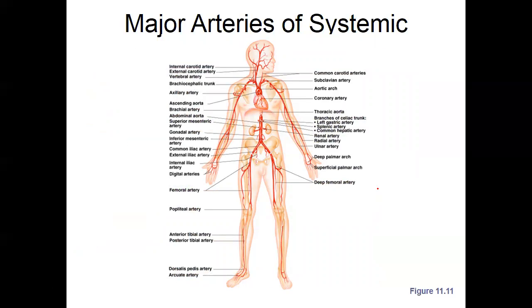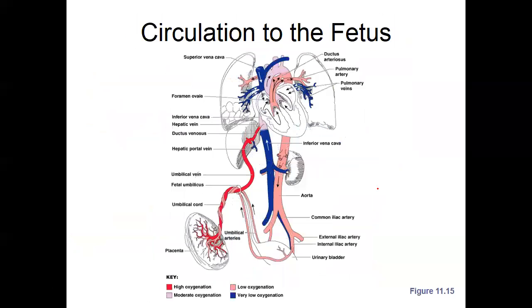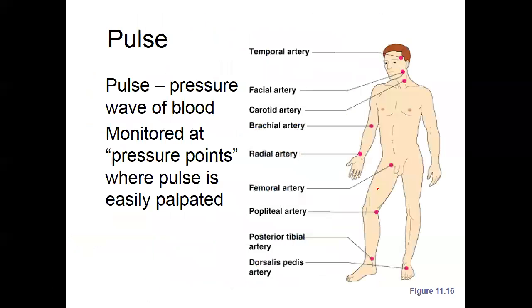Arteries, veins, I'm not going to insult your intelligence about what arteries and veins are, the arterial supply. Circulatory to the fetus, what we talked about. We talked about OB emergencies. Pulses, how to monitor, how to check pulses.